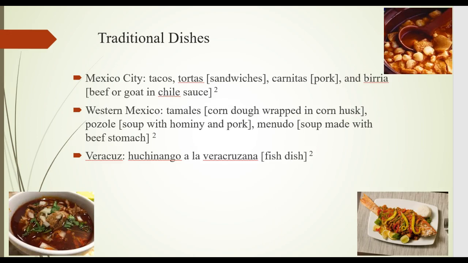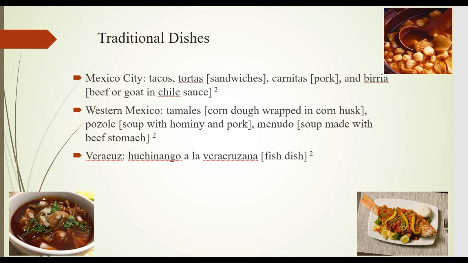We continue with traditional dishes, and in the region of Mexico City, some of their traditional dishes are tacos, tortas, which are sandwiches, carnitas, which is pork, and birria, which can be either beef or goat that's cooked in a chili sauce. On the bottom left-hand side of the slide, that is what birria looks like.